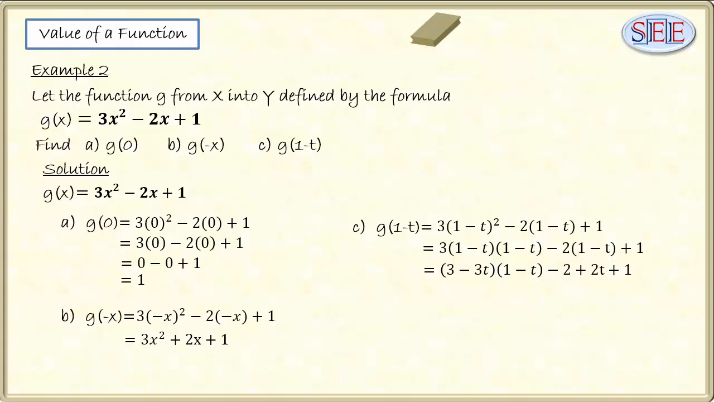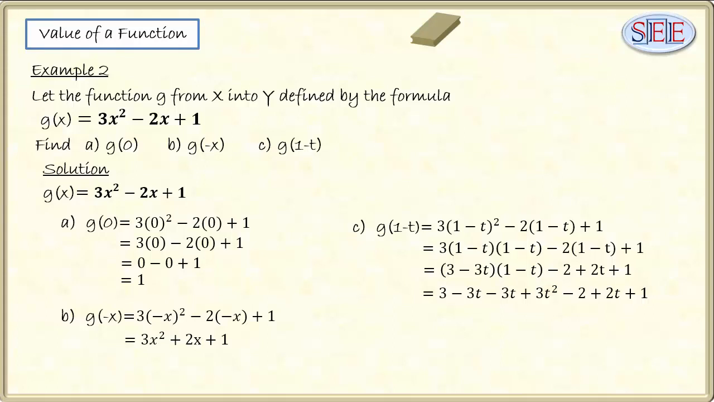Then opening that last bracket, that is minus 2 multiplied by 1 is minus 2. Minus 2 multiplied by minus t is plus 2t. So I'll continue. I'll also open those two brackets. So opening those brackets gives the answer 3 minus 3t minus 3t, then plus 3t squared.